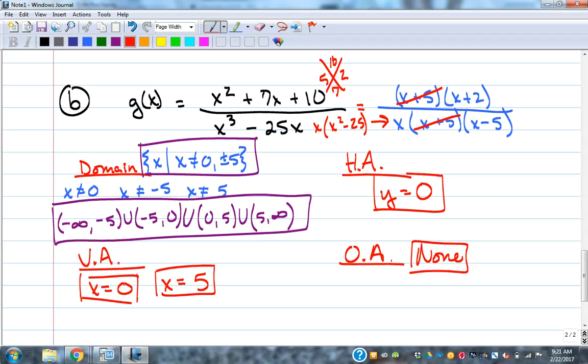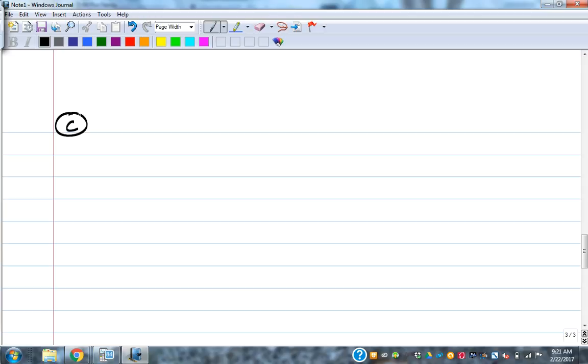Let's look at this one. I like this one. It's a good problem. 8x squared, well, we'll call this f of x, it doesn't matter, plus 26x minus 7 over 4x minus 1. This one's a little bit different, but it's still doable.